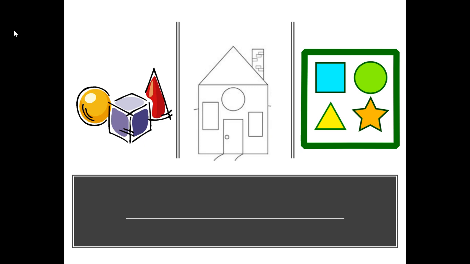Well, in the first picture, I notice a cylinder, a cube, and a cone, different shapes. And in the second picture, I notice a house made of different shapes. And in the third picture, I notice a square, circle, triangle, and star. So how are these pictures the same or similar? They both?